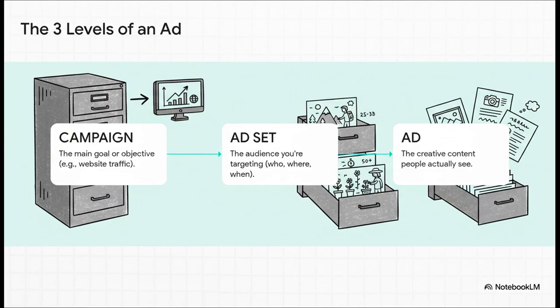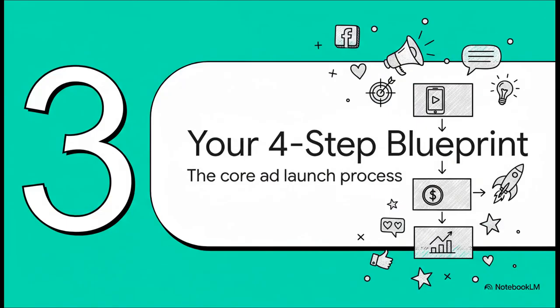Simple enough. Now, inside that cabinet are the drawers. Those are your ad sets. Each drawer is for a different audience you're trying to reach. Maybe one drawer is for hikers between 25 and 35, and another is for gardeners over 50. And finally, inside each drawer are the actual files. Those are the ads. That's the stuff people see, the pictures, the video, the words. Campaign, ad set, ad. That's the whole structure. Okay, you got that structure in your head? Great, because now we can get to the main event.